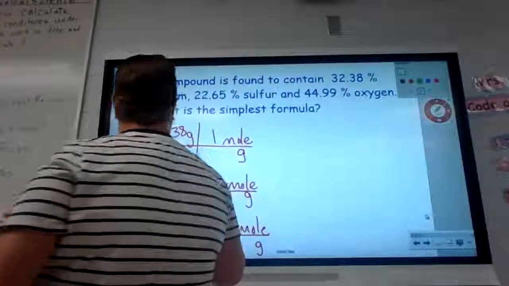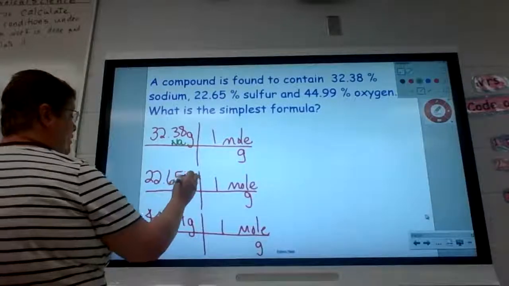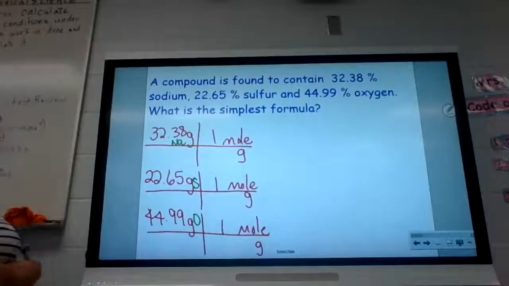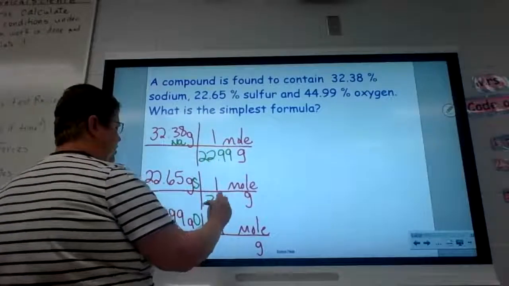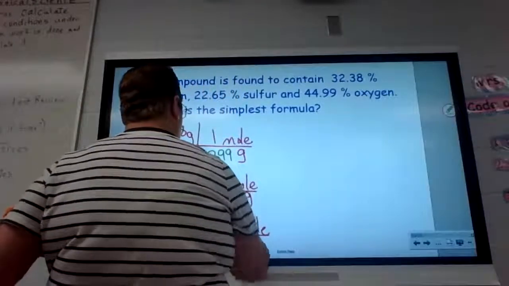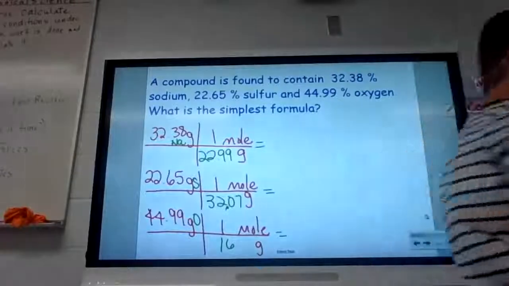Now, you do have to keep track of what the numbers go with, though. So, the 32.38 was grams of Na. The 22.65 was sulfur. And the 44.99 was grams of oxygen. So, you're going to look up the masses that go with those three. Now, does it matter if we use whole numbers or decimal place numbers? No. It does not. You can choose. Most of you probably will use the 22.99 and the 32.07, and then 16. But if you want to round to whole numbers, it makes absolutely no difference.